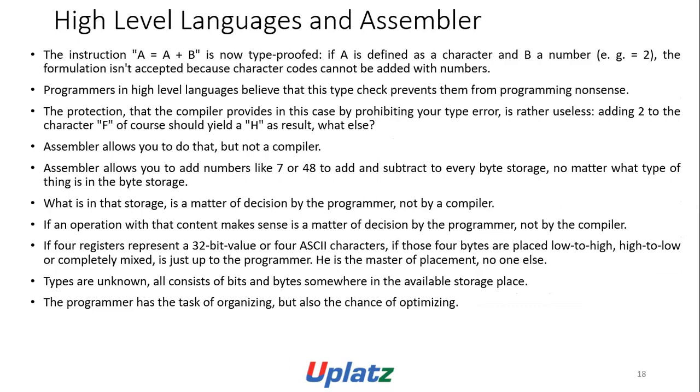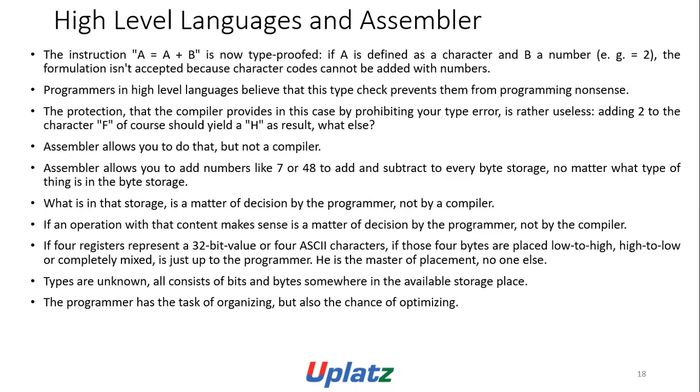The instruction A = A + B is now type proofed. If A is defined as a character and B is a number, for example B = 2, the formulation is not accepted because character code cannot be added with numbers. Programmers in high-level languages believe that this type check prevents them from programming nonsense. The protection that the compiler provides in this case, prohibiting your type error, is rather useless. Adding 2 to the character F, of course, should yield H as a result. What else? Assembler allows you to do that, but not the compiler.